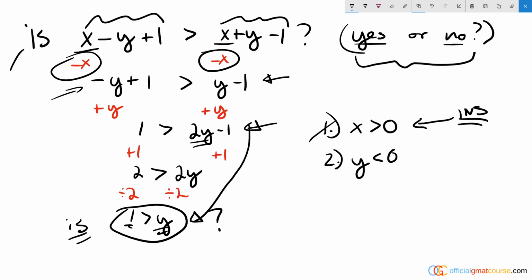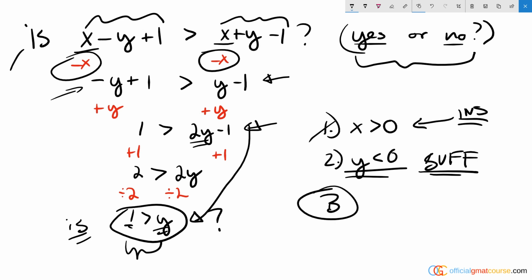Statement 2 on its own says y is less than 0. If y is less than 0, then 1 is definitely greater than y because y is less than 1 if y is less than 0. And that means that this is sufficient. So our answer choice here is going to be B.